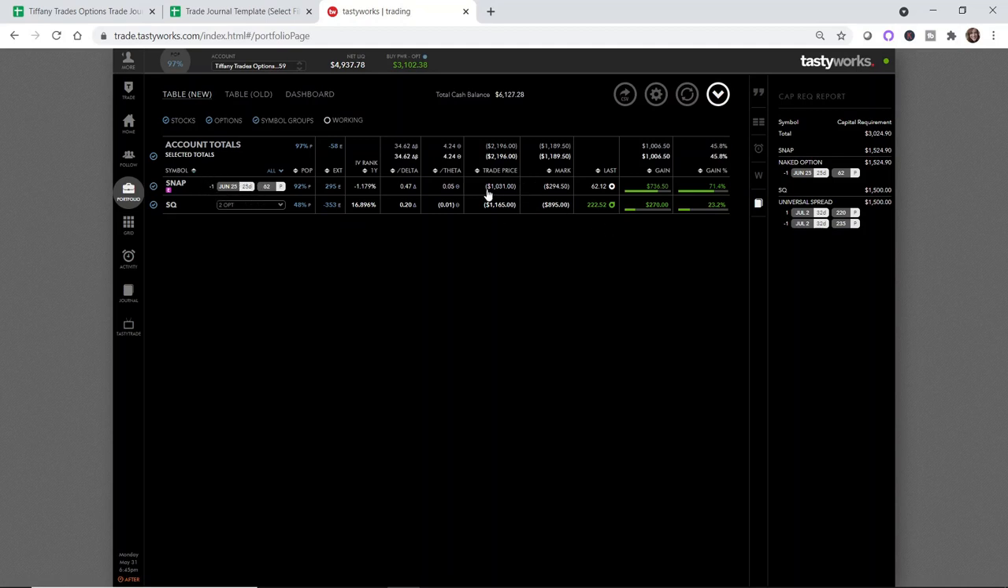I originally started this out as a put credit spread right before Snap's last earnings. That didn't go so great. Snap actually sunk well below both of those strikes. And what I ended up doing, and I'm going to demonstrate this in the future when I do it again, is I ended up selling back the long side of the put credit spread for a considerable profit.